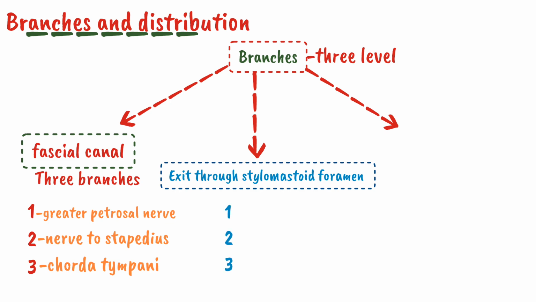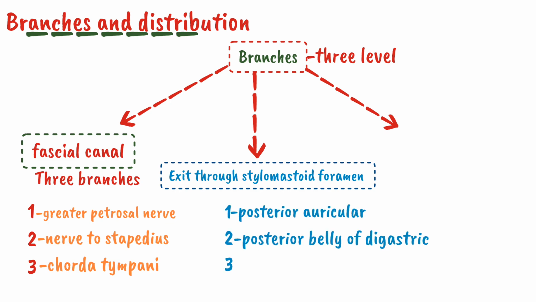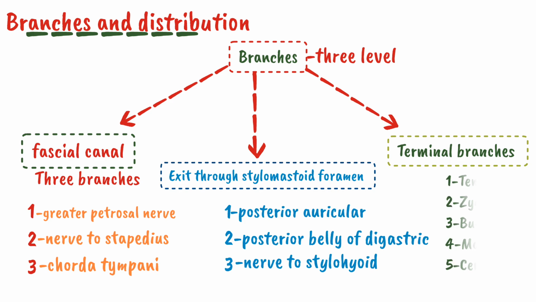It gives 3 branches: the posterior auricular nerve, the nerve to the posterior belly of the digastric, and the nerve to the stylohyoid. At the end, when the facial nerve passes through the parotid gland at the angle of the mandible, it gives 5 terminal branches: temporal branch, zygomatic, buccal, mandibular, and cervical branch.